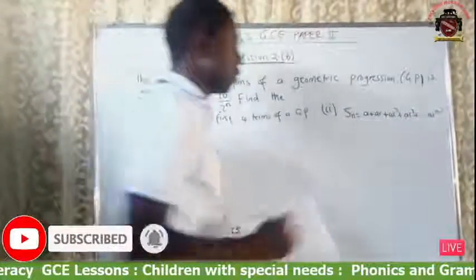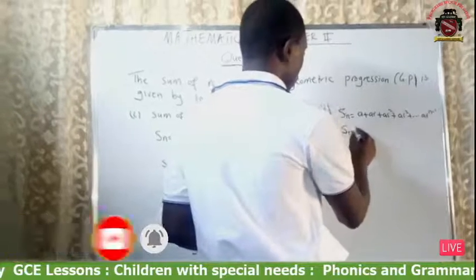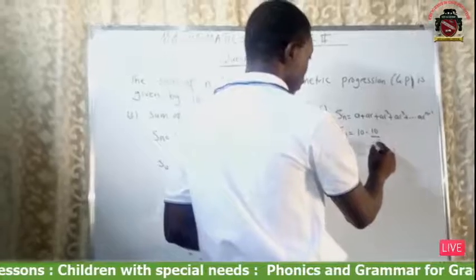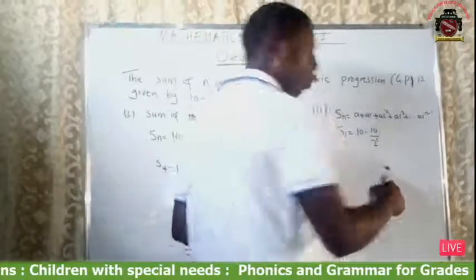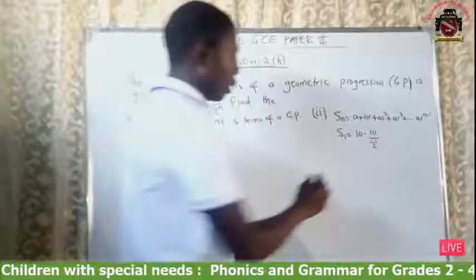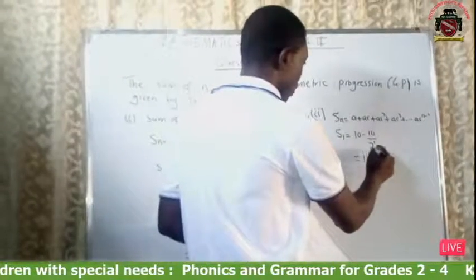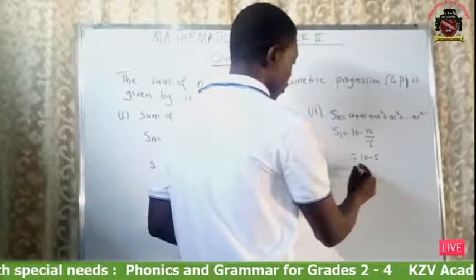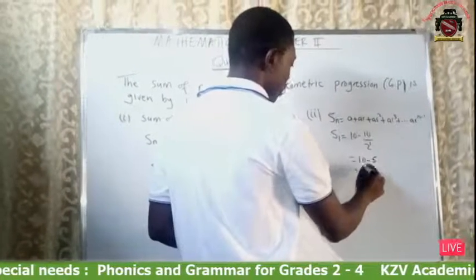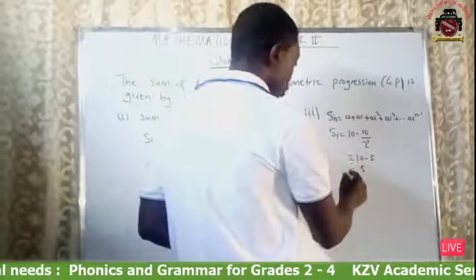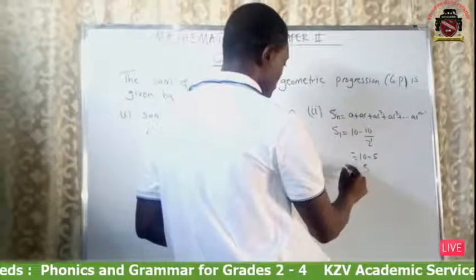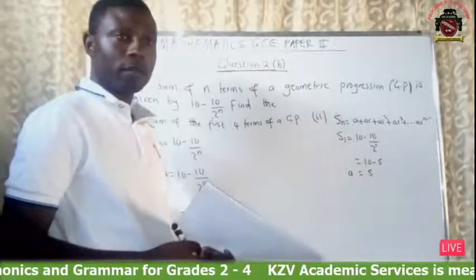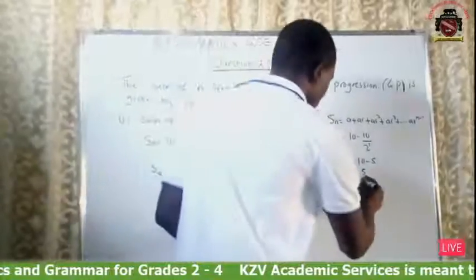Now they are asking, can we find the first term? The first term is just the same as saying S1 is equal to 10 minus 10 over 2 to the power 1, because n is just 1. So this is 10 minus 5, and what you get is 5. So S1 is the same as a, the first term, and a is 5.